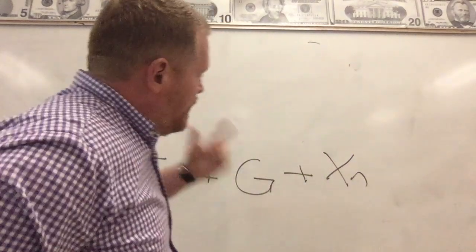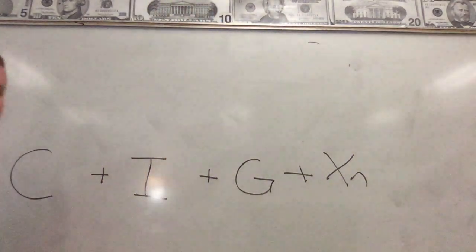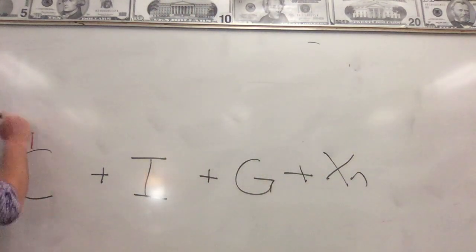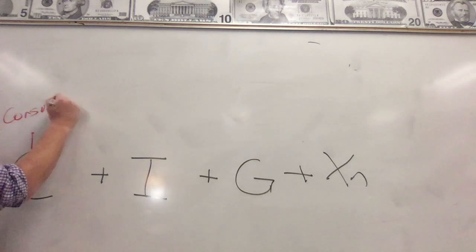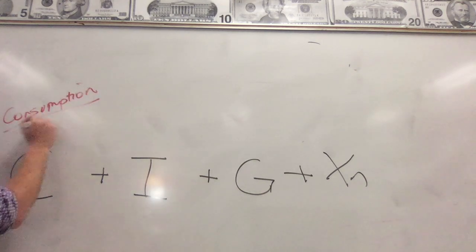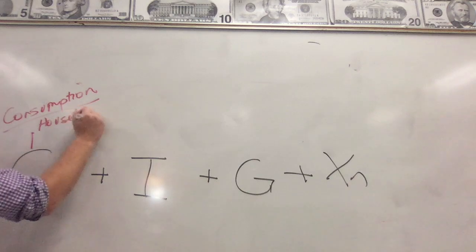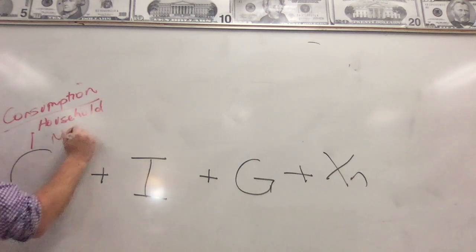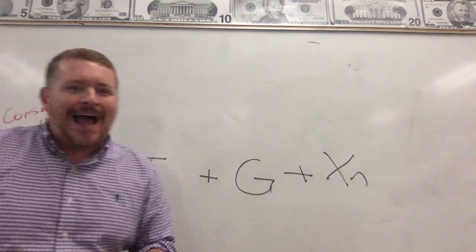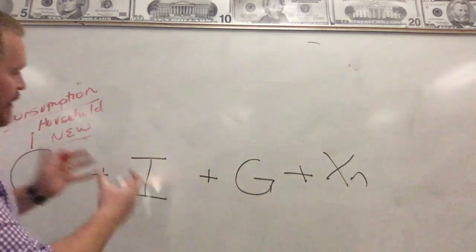Instead, we estimate, and we do that by following this somewhat simple formula. C stands for consumption. What we're looking at here is consumption. We're looking for household purchases, new products purchased by households in a year. We get that total dollar amount.